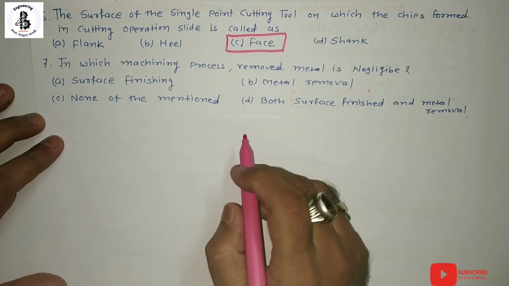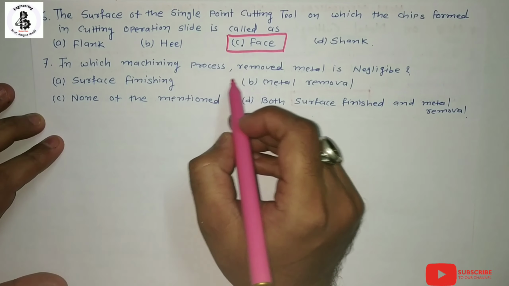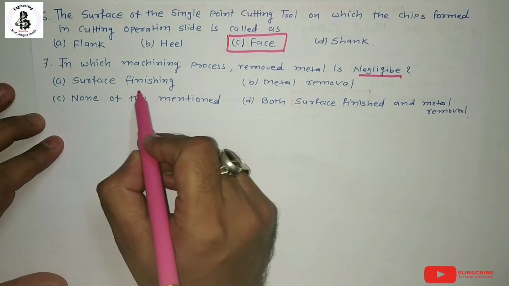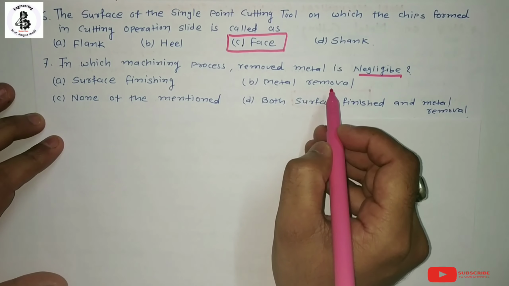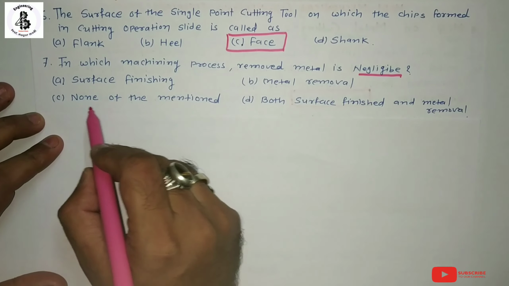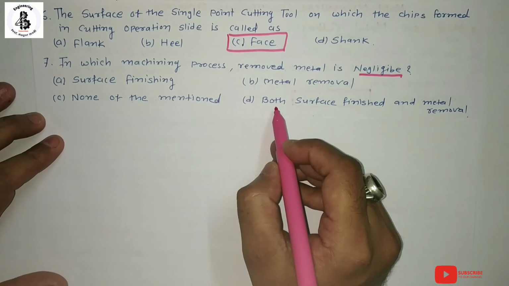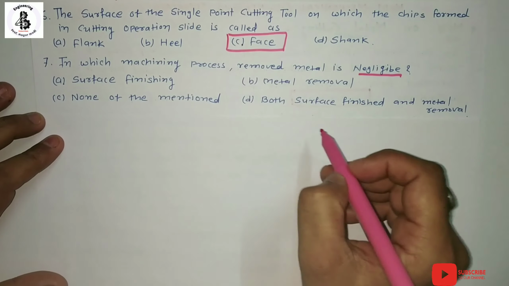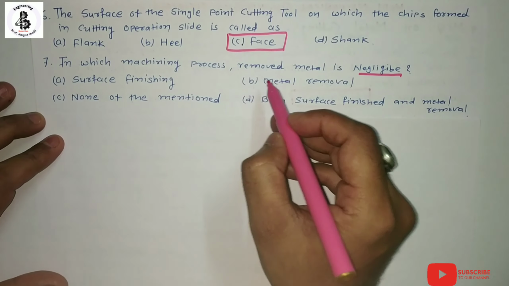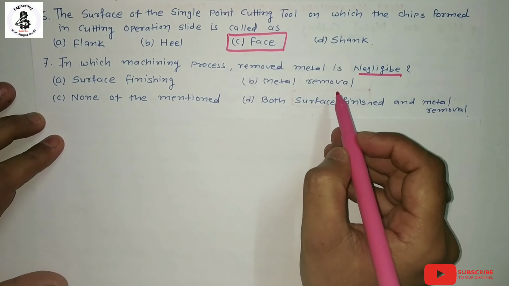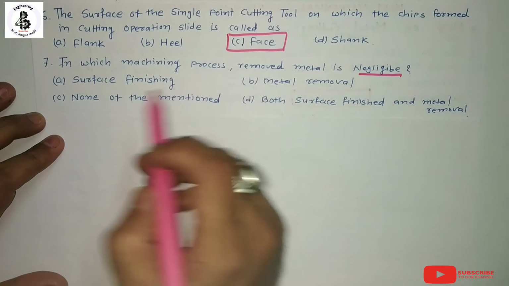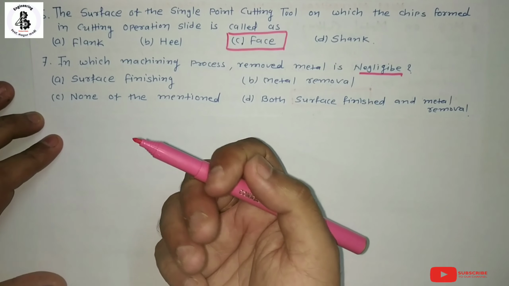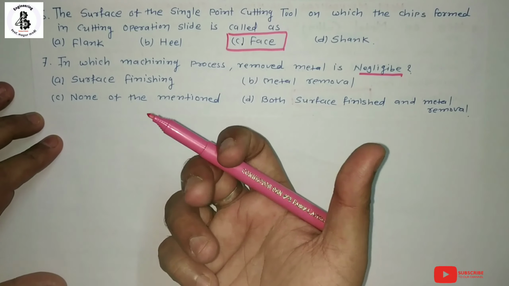Then next, in which machining process is the removed metal negligible? First, the surface finishing operation. Second, metal removal process. Third, none of the mentioned. And D, both surface finish and metal removal. In these questions the removed metal is negligible, so think reversely: in surface finish operations a little amount of metal removal takes place, and you can make good surface finishing jobs.